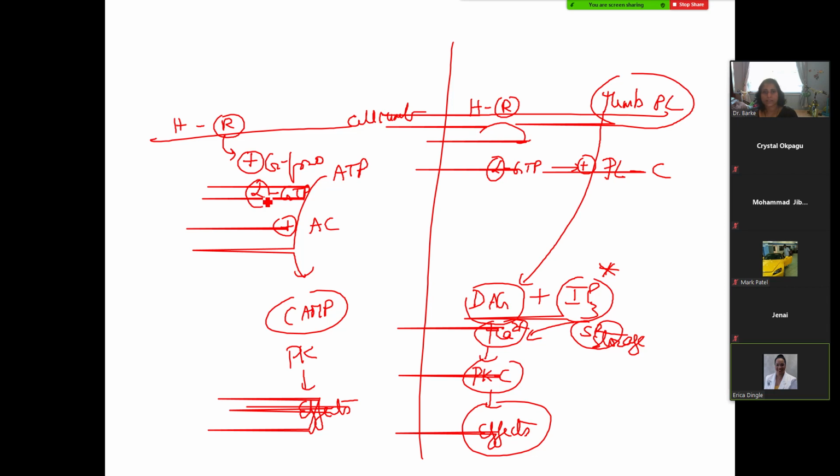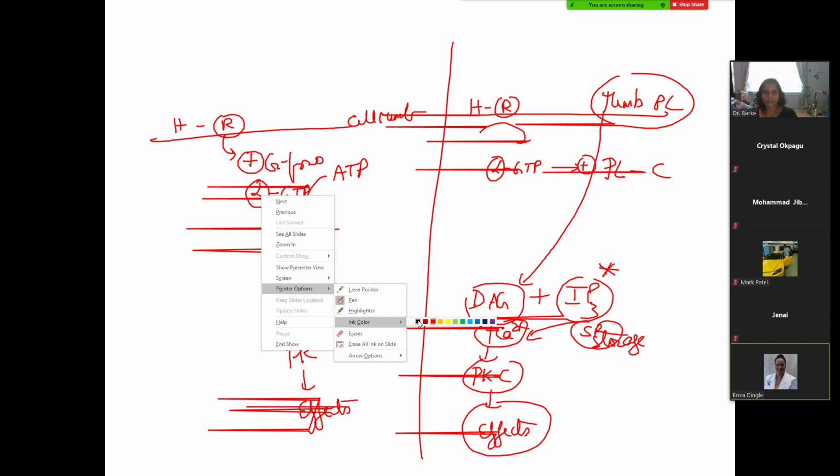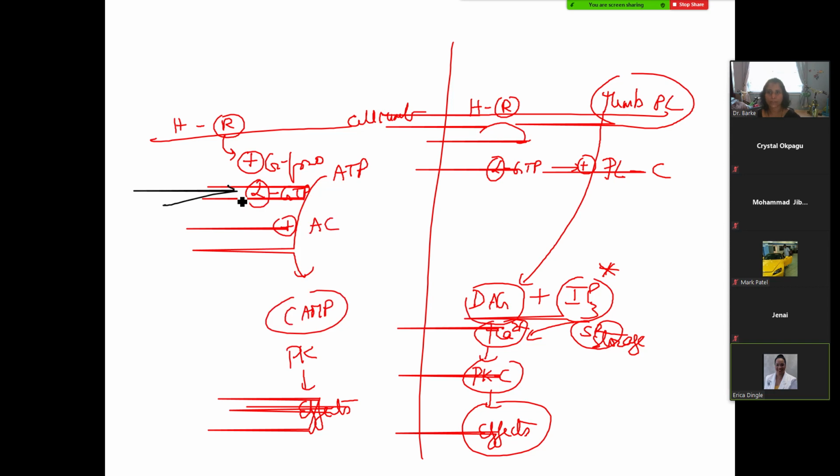Give me a disease or a toxin which causes persistent stimulation of alpha GTP. It does not allow it to dissociate, thereby causing a persistent increase of cyclic AMP. Cholera toxin. Tetanus is different, that's inhibitory neurotransmitters, right? This is the cholera toxin.